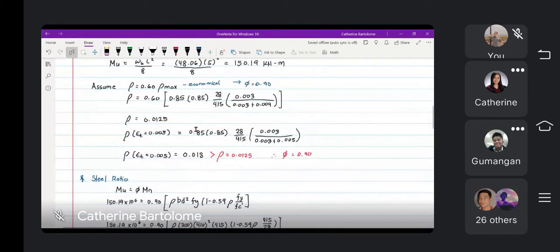Just to know what to use, what value should we use in phi. But this is just an assumption. You can use a different value. Okay, para lang mapatunayan natin that we can use 0.90 phi, or mag-come up tayo sa phi equal to 0.90, we assume a value of your steel ratio.